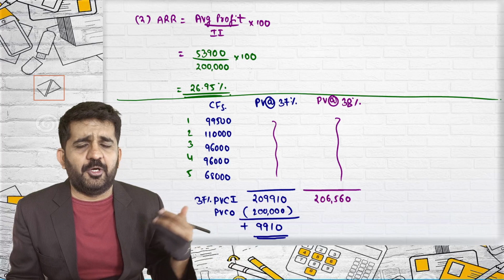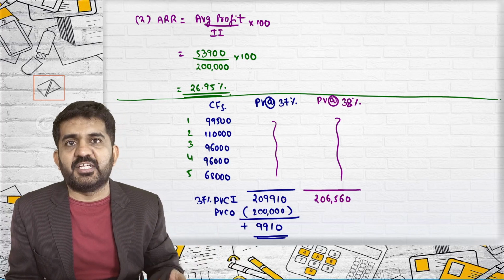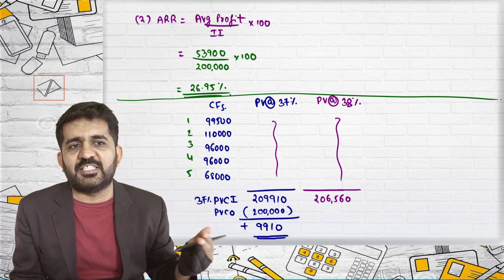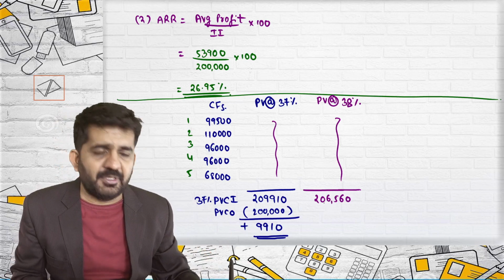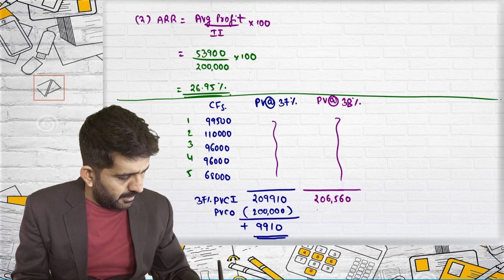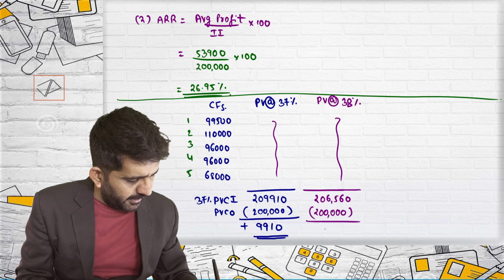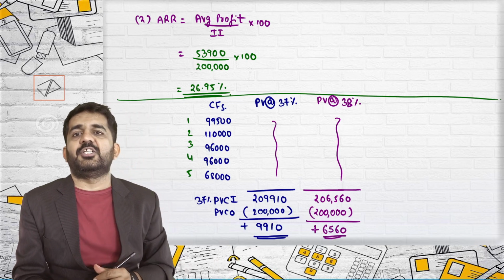It might be 222, 226 for you, because it depends how you are finding out present value. If you are rounding off your present value factor at 2 decimal, your answer will be different. But till the time it is 2,06,000 something, your answer is all right. Again, it is coming 2 lakhs rupees and 6560. Again, the answer is positive.